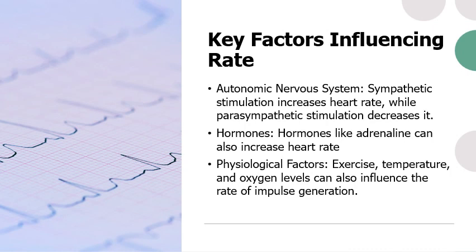Next, we're going to discuss the key factors influencing rate. So the autonomic nervous system, the sympathetic nervous system uses chemicals like norepinephrine to increase heart rate, while the parasympathetic system uses acetylcholine to decrease it. Next are the hormones. Stress hormones like adrenaline can also stimulate faster heart rate by influencing ion channels in autorhythmic cells.